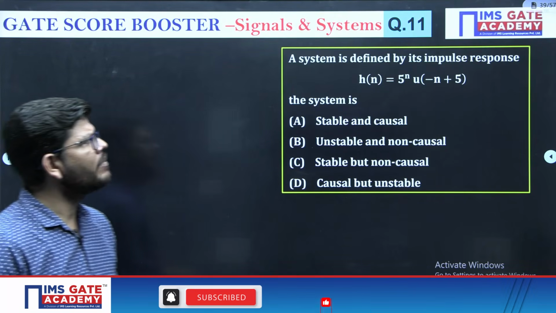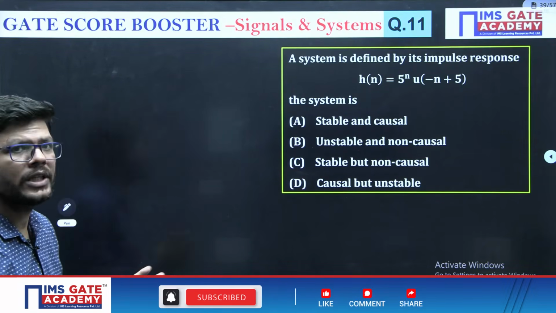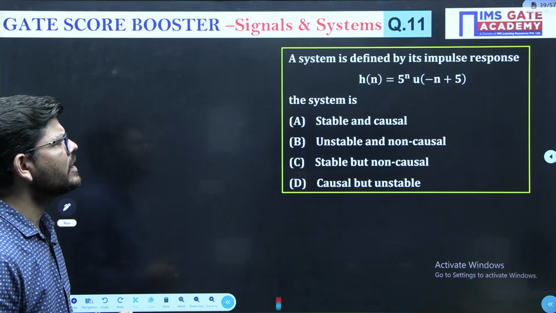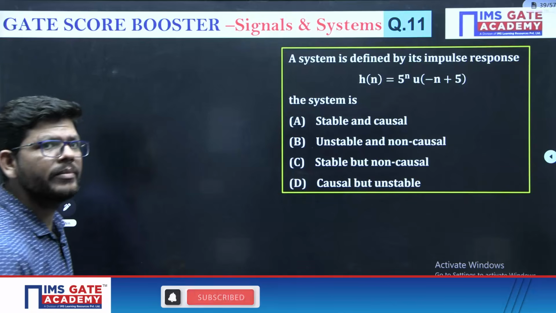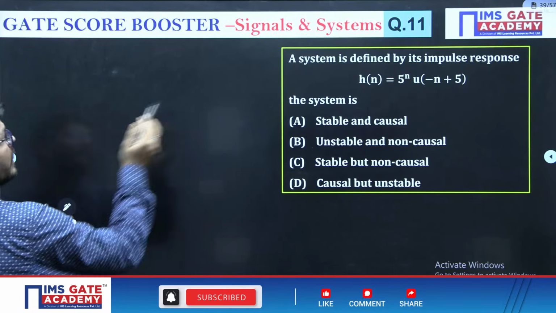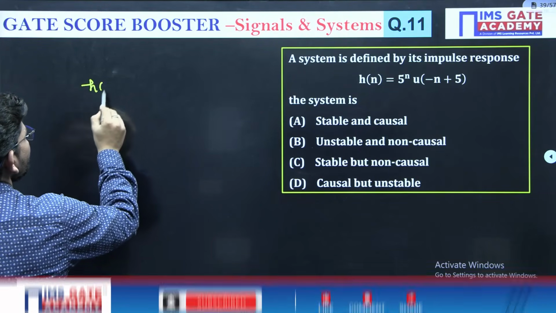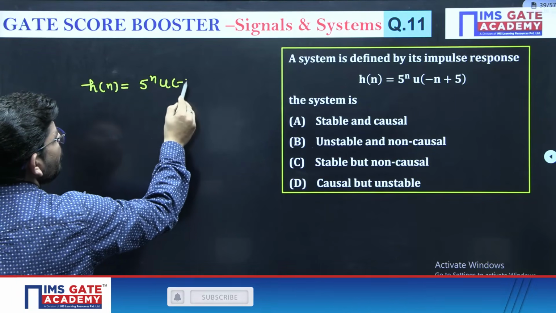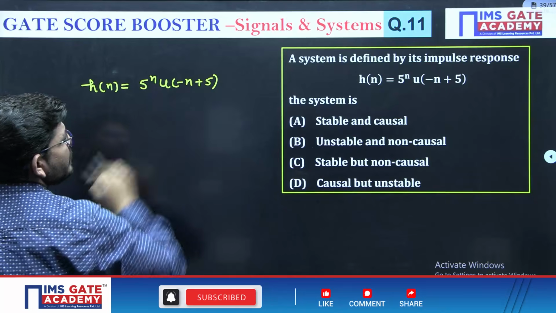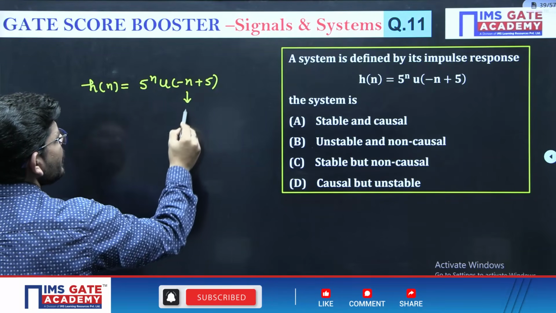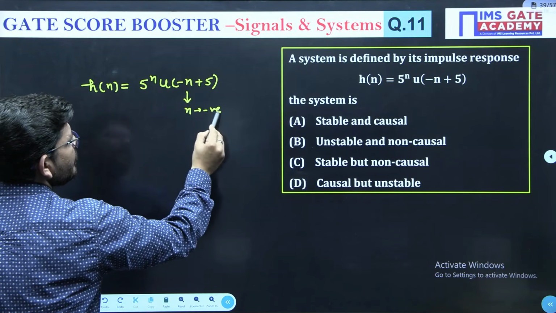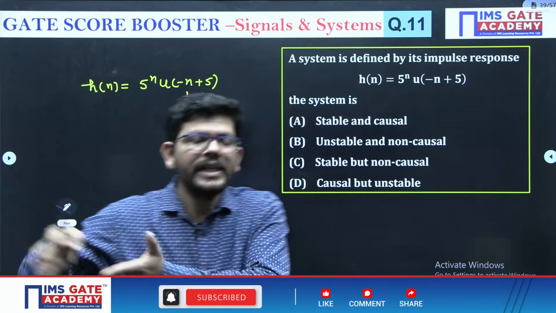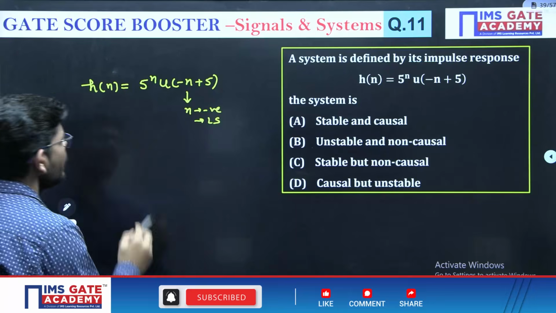A system is defined by its impulse response. This is a normal system, not an LTI system. Is this system stable, causal, non-causal, unstable? Oh, this is an LTI system because impulse response is given. Sorry, h of n is 5 to the power n u of minus n plus 5. What you can see is that n is negative, which means this signal is left sided. It is defined for negative values of time.